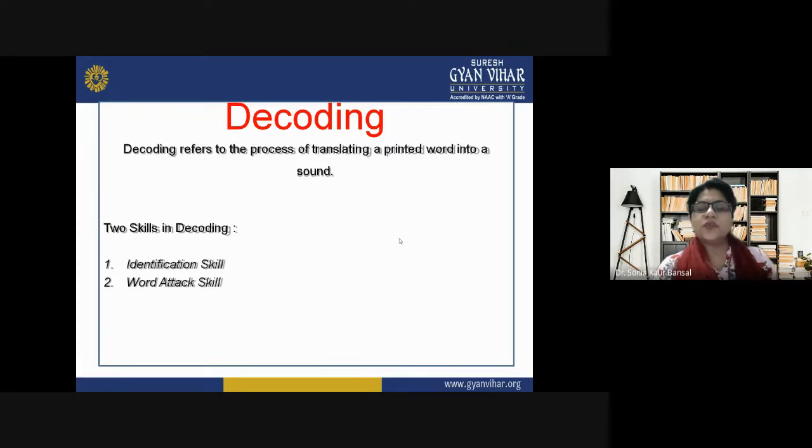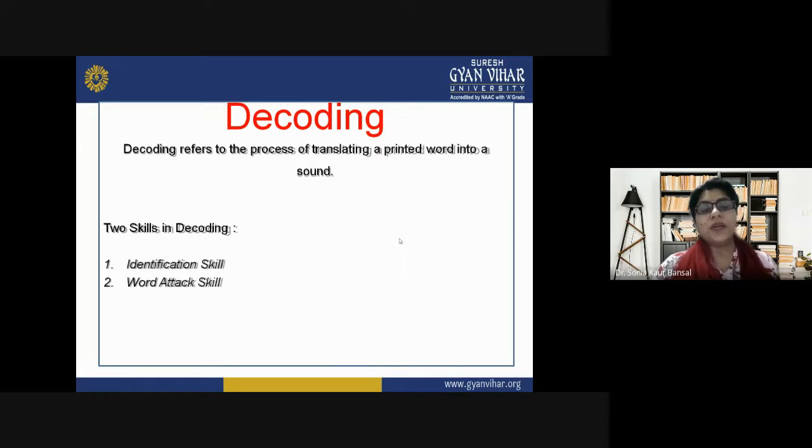Decoding refers to the process of translating a printed word into a sound. What is written in front of you? How would you know that this is B or this is A or this is C or D? Because you have actually learned that symbol previously, before reading, and now you are decoding all those words and symbols into your reading for understanding more.